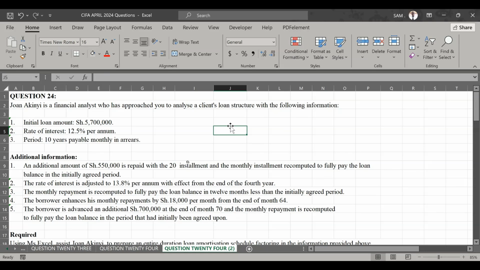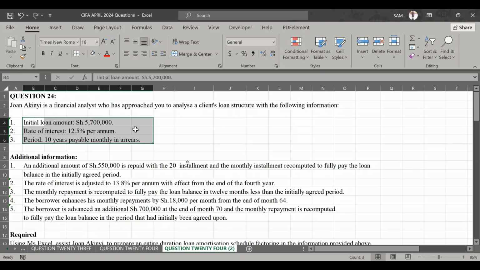are brought on board. Now, Joanne Akinyi is a financial analyst who has approached you to analyze a client's loan structure with the following information. Initial loan amount is 5.7 million. You can see it there. Rate of interest is 12.5% per annum. That is the annual rate. Period is 10 years, payable monthly in arrears. Now, this is the basic information.